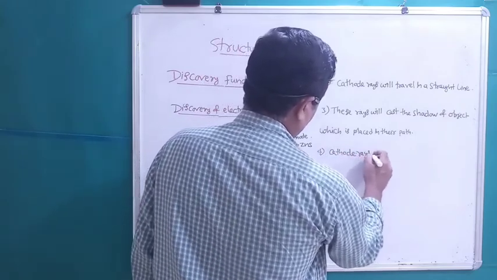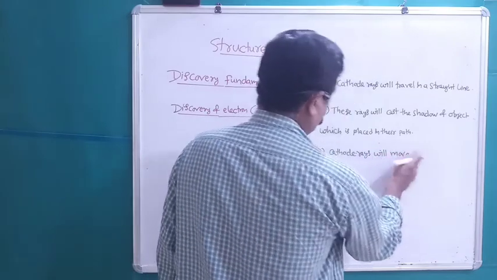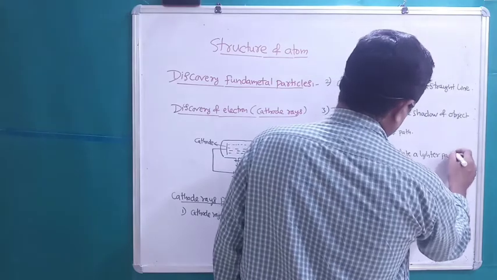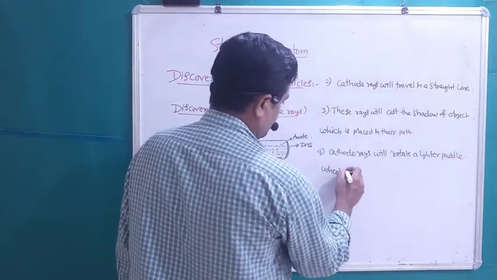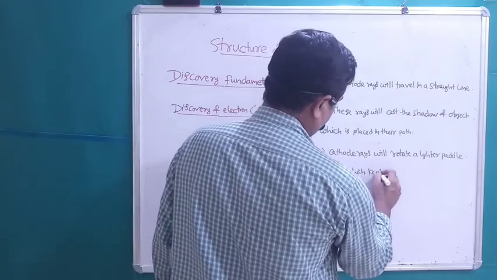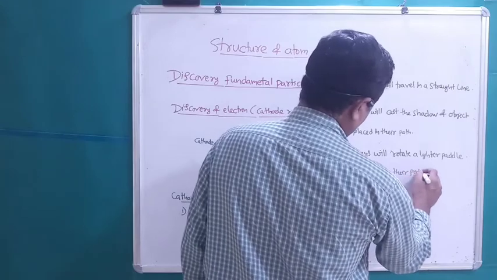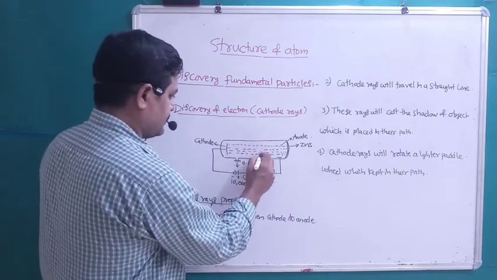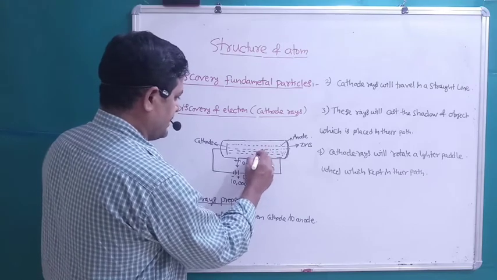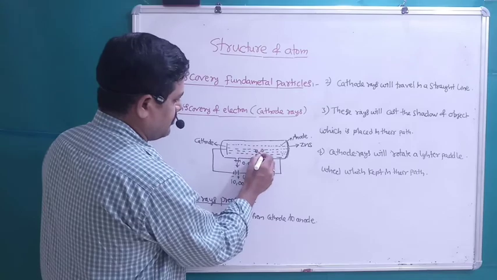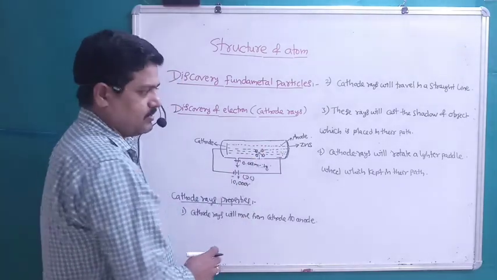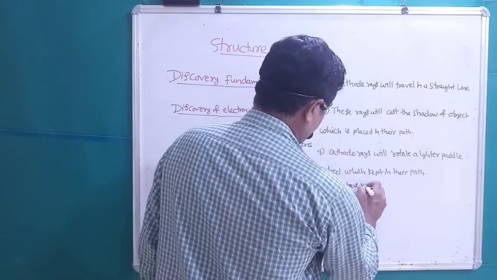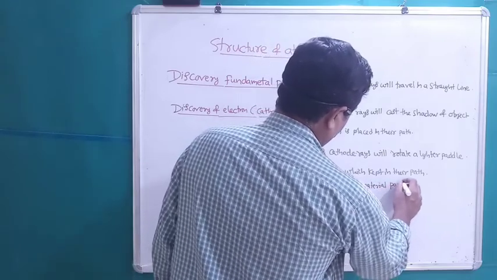Cathode rays will move or rotate a lighter metal paddle wheel which is kept in their path. So from this, what is the conclusion is, if some metal paddle wheel is kept in their path, then they are able to rotate this lighter paddle wheel. From this there is a conclusion, these have material particles.